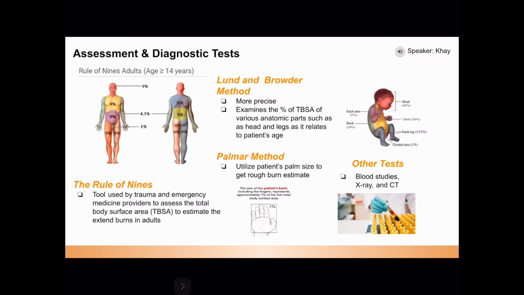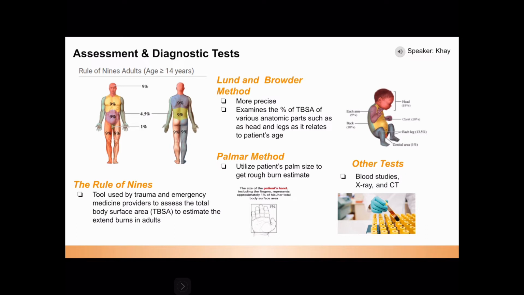As the photo on the left shows, you can estimate the body surface area of an adult that has been burned by using multiples of 9. The Lund and Browder chart is considered a more accurate estimation tool to determine the body surface area, especially for pediatric patients. This chart accounts for the differences in proportionality between newborns, children, and adults. The palm method is a technique that uses the surface area of the patient's palm, considered to represent 1% of the total body surface area. This method is best used for patients with scattered small burns.